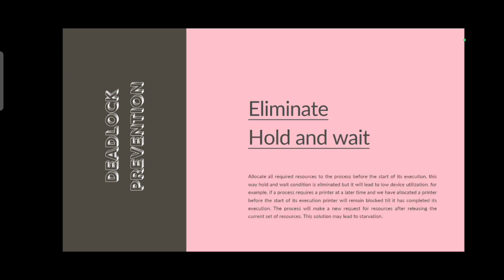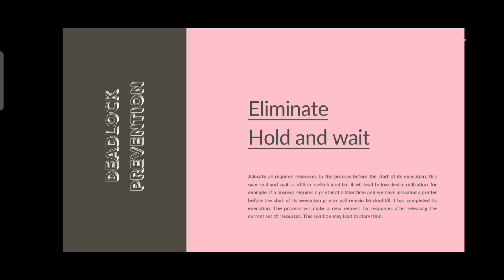Next, eliminate hold and wait. Allocate all required resources to the process before the start of its execution. This way, hold and wait condition is eliminated, but it will lead to low device utilization. For example, if a process requires a printer at a later time and we have allocated a printer before the start of its execution, printer will remain blocked till it has completed its execution.